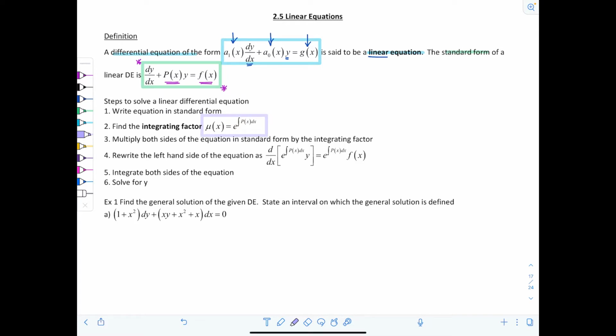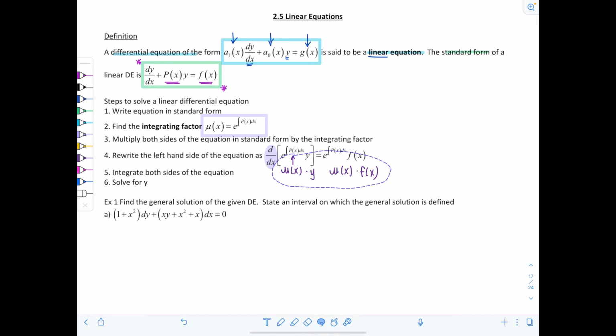Step 3, multiply both sides of the equation in standard form by that integrating factor. So you're going to multiply mu of x on both sides of the equation. Rewrite the left-hand side of the equation as follows. It should be the derivative with respect to x of mu of x times y. That's what the left-hand side should be. Remember, e raised to the integral of p of x dx, that's mu of x. And then that should equal mu of x times f of x. You always want to check that that's true.